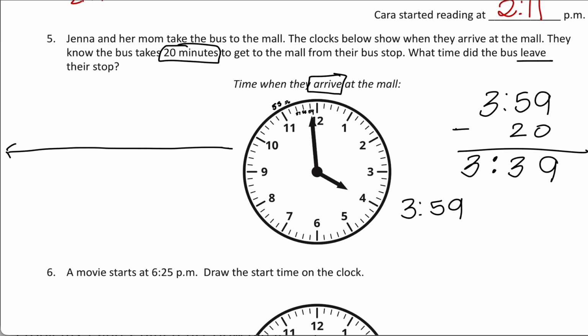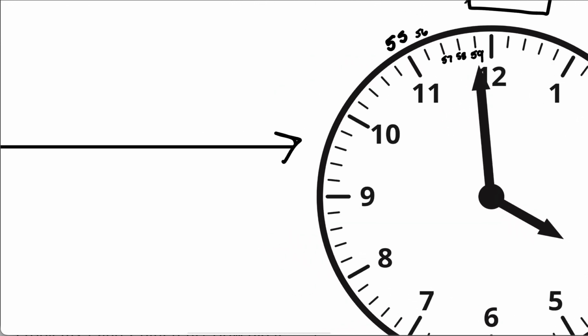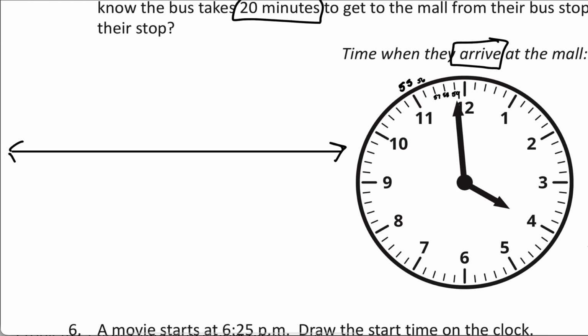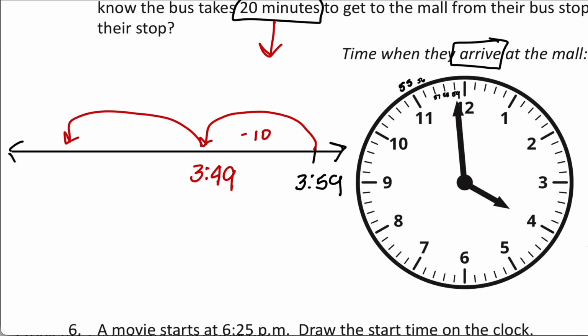Okay, so again, my end time is 3:59, so I'm going to write that here on the clock. And I'm going to go backwards 20 minutes. Okay, so let's do that. We're going to do it by tens. So we're going to go back minus 10 minutes. That makes 3:49. And we're going to go back another 10 minutes. And that makes 3:39. So therefore, we know our time is correct.